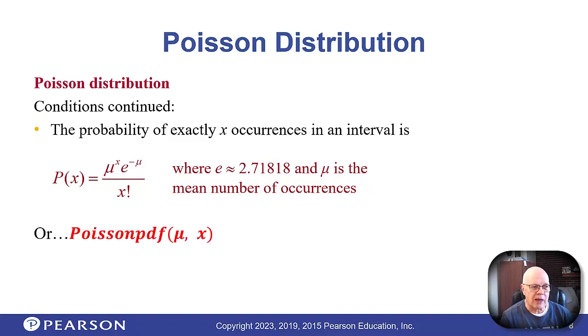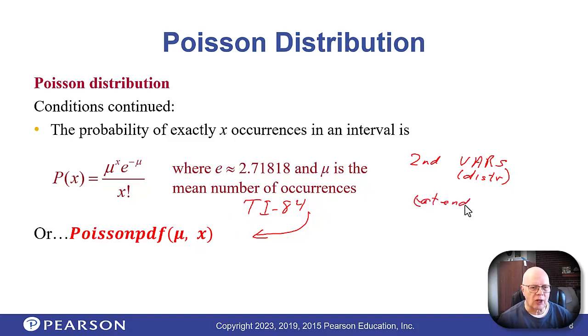However, you might choose, like I would, to use the TI-84 calculator. And again, you go to second, vars. That takes us to the distribution menu. The Poisson distribution is toward the end. Well, not at the end. Near the end.